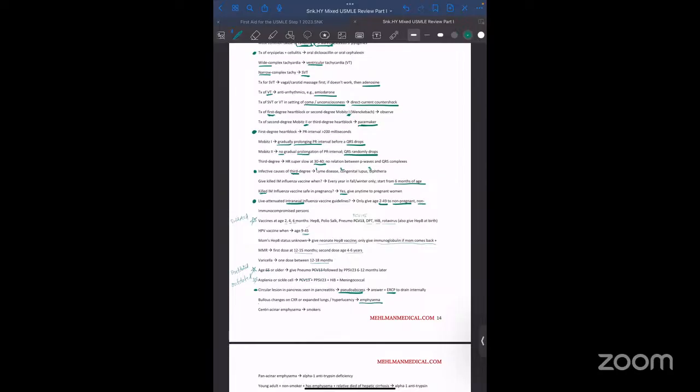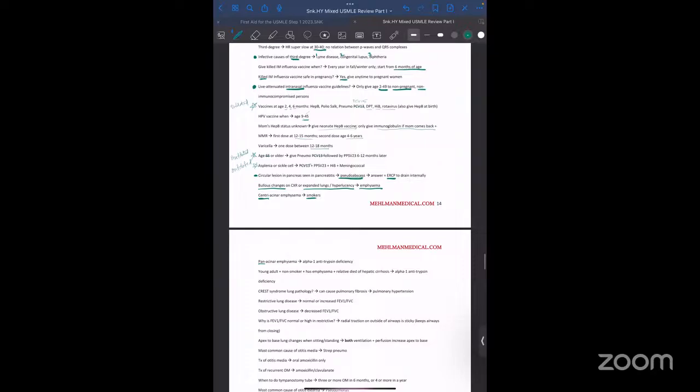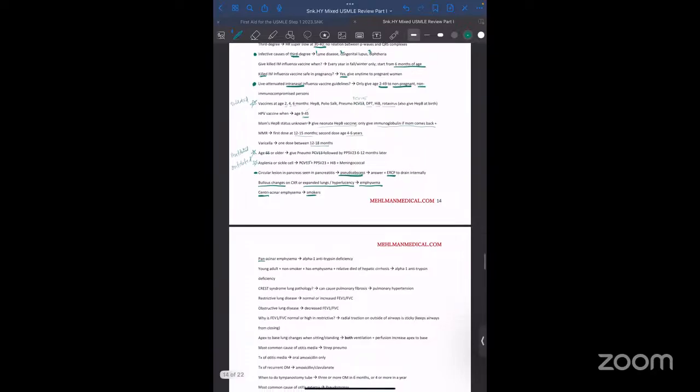Then bullous changes on chest X-ray, or expanded lungs and hyperlucency. This is emphysema. Centriacinar emphysema is seen in smokers. Panacinar is alpha-1 antitrypsin deficiency. A young adult non-smoker has emphysema and a relative died of hepatic cirrhosis. So liver and lung, think alpha-1 antitrypsin deficiency with family history.